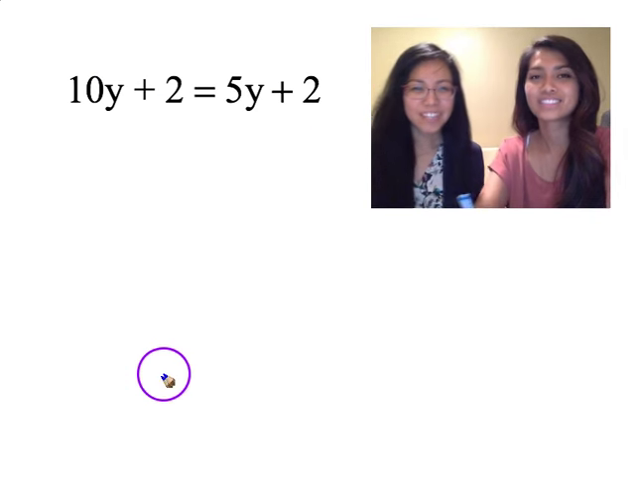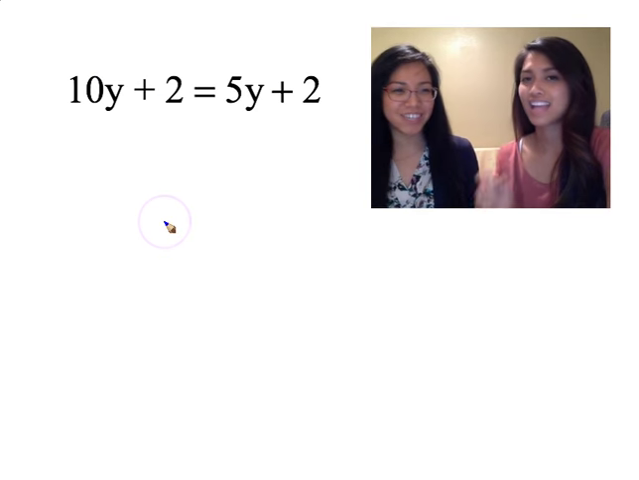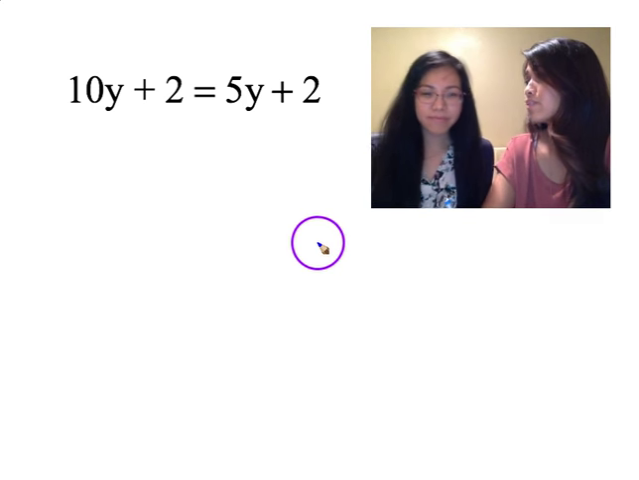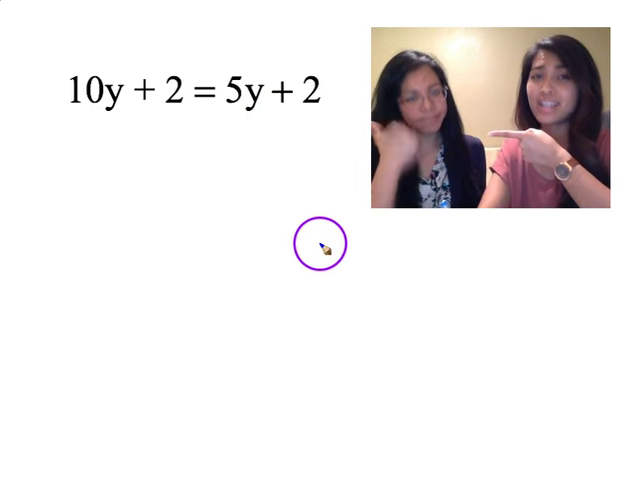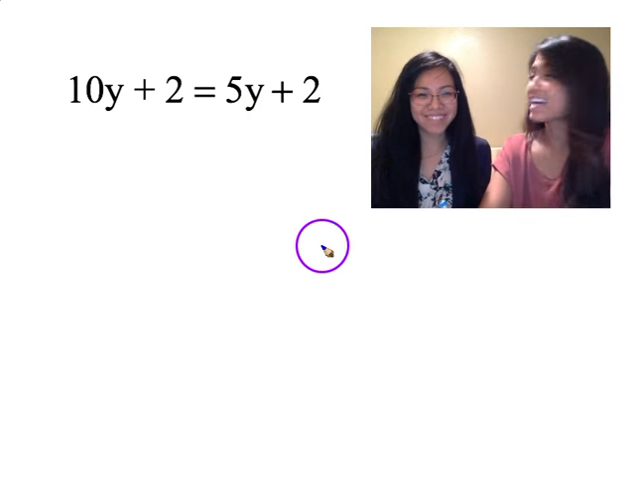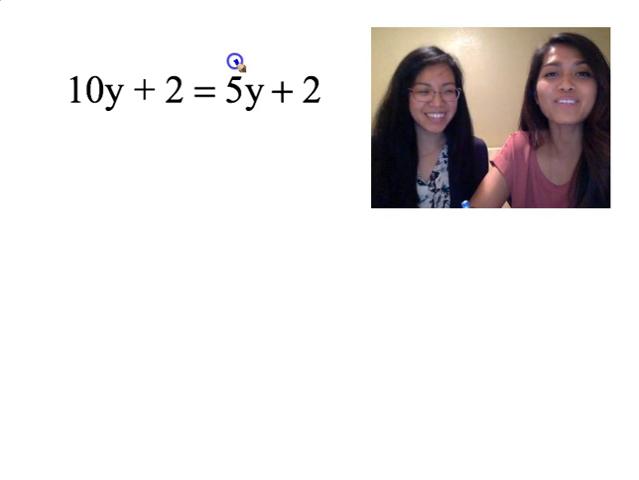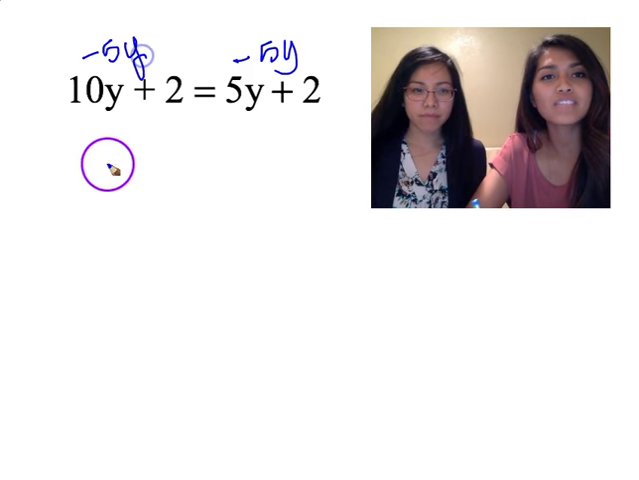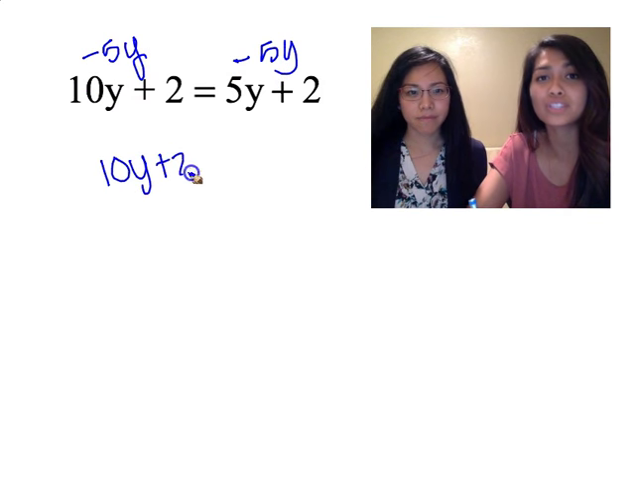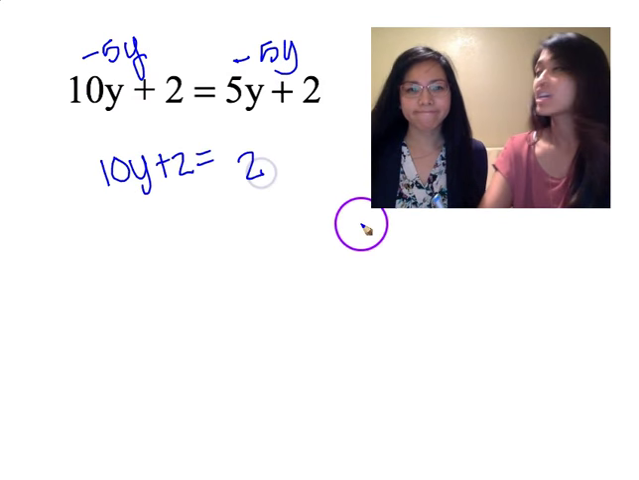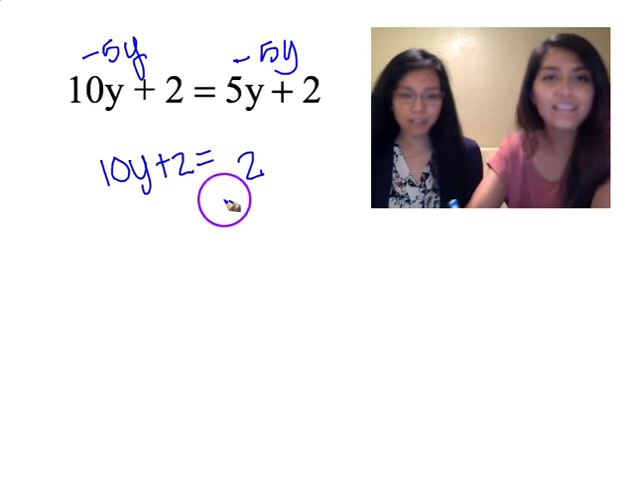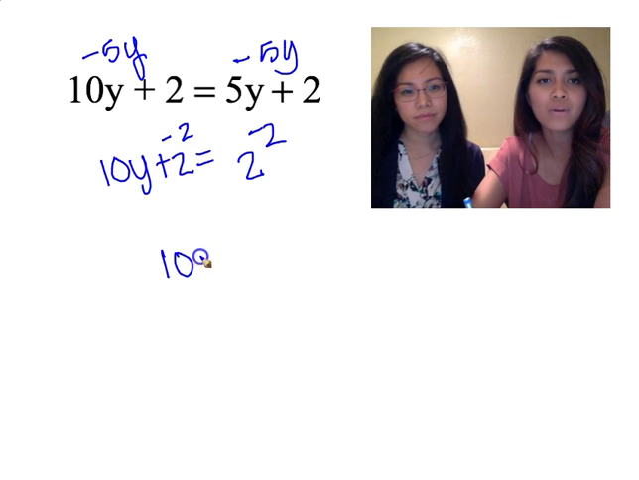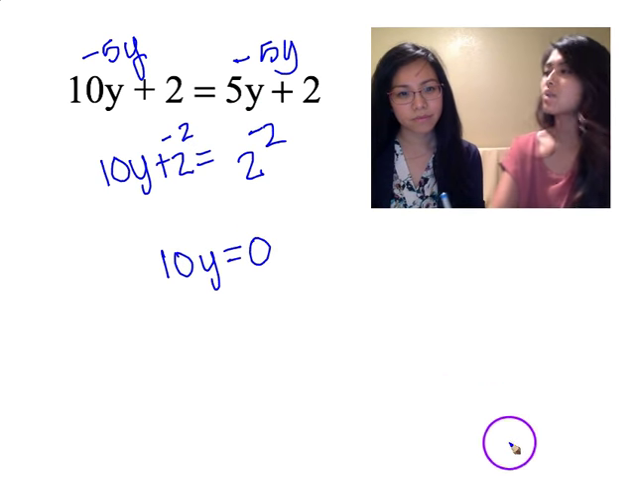Okay. So Miss Sang, go ahead and try solving this equation here. Okay, so like you said, I'm going to go ahead and move the variable to the left. That way, I think I got this. Okay, awesome. So I'm going to go ahead and subtract 5y from both sides, which is going to leave me with 10y plus 2 equals 2. So now I just got to get rid of that constant. Yep, so I'm going to subtract 2 from both sides, leaving me with 10y equals 0.